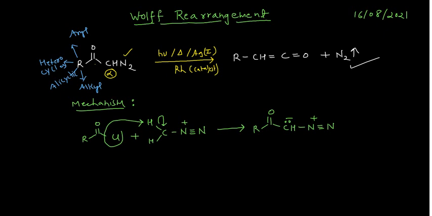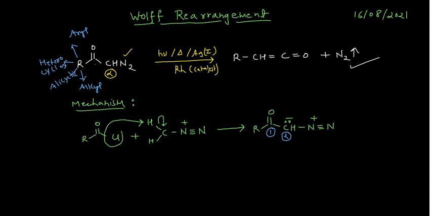Now this alpha diazoketone undergoes the Wolff rearrangement, and nitrogen will be removed, and in that case a 1,2 shift would occur. So what is the meaning of the 1,2 shift? See, if you give carbon number 1 to this carbonyl carbon and carbon number 2 to this carbon which is electron deficient, here the rearrangement would occur. So how would the rearrangement occur?